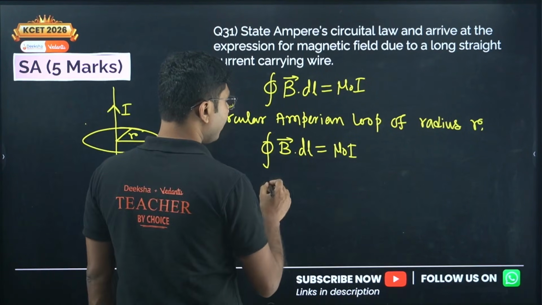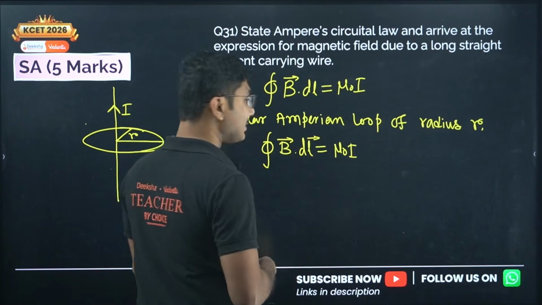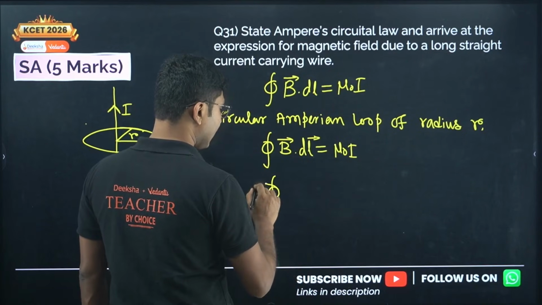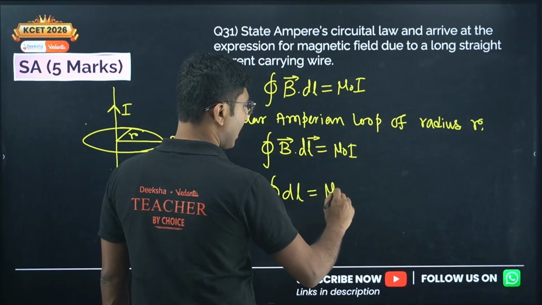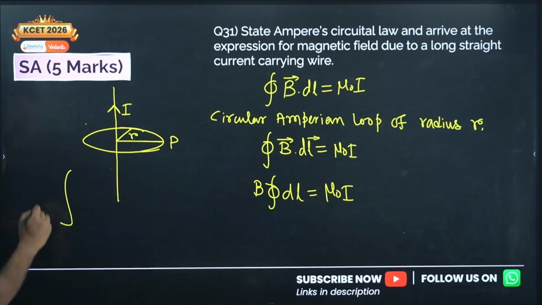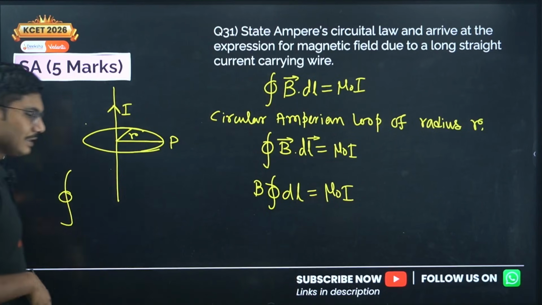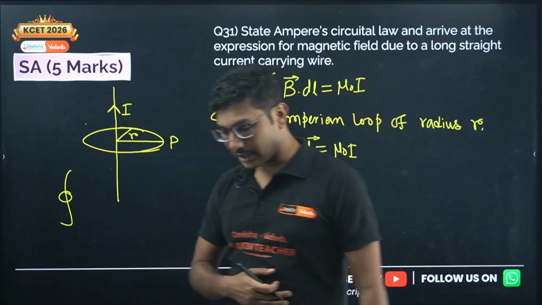So the magnetic field is constant in magnitude, so we will take it out and write B into dl, equals mu naught I. Now what is this weird symbol? Integration we know. What is this? This represents closed integration. I told you in the Gauss's law chapter as well.